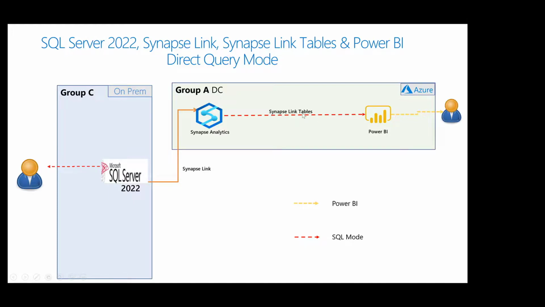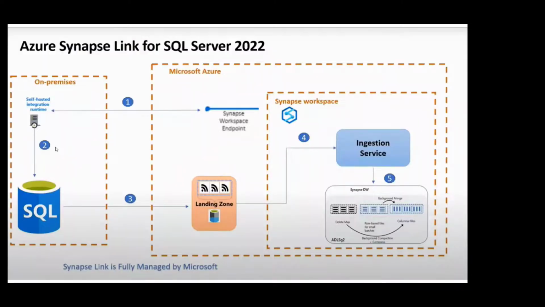So either you directly log into Synapse Studio and access the data via Synapse Link tables, or you can log into Power BI, create a report on top of this, and then access it. So essentially, group C to group A also, the data can be accessed in this way. So this is just a technology blueprint of how it works under the hood.